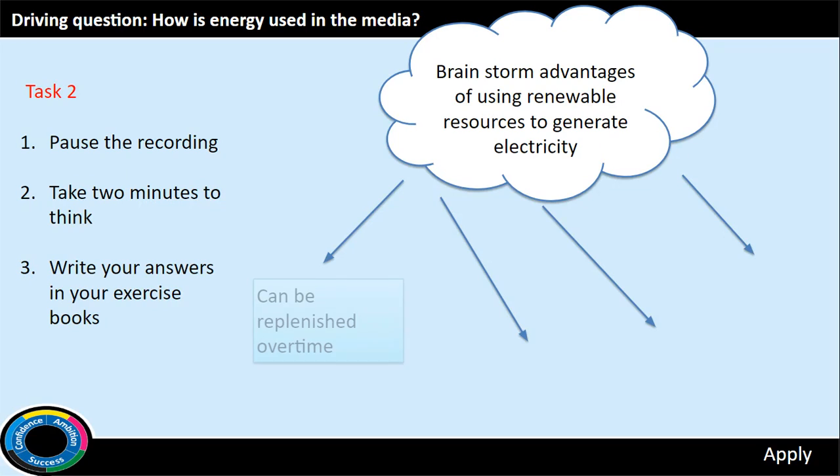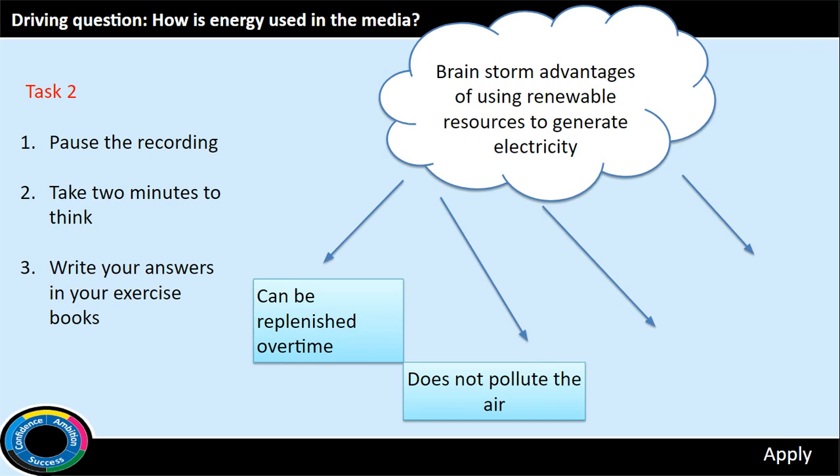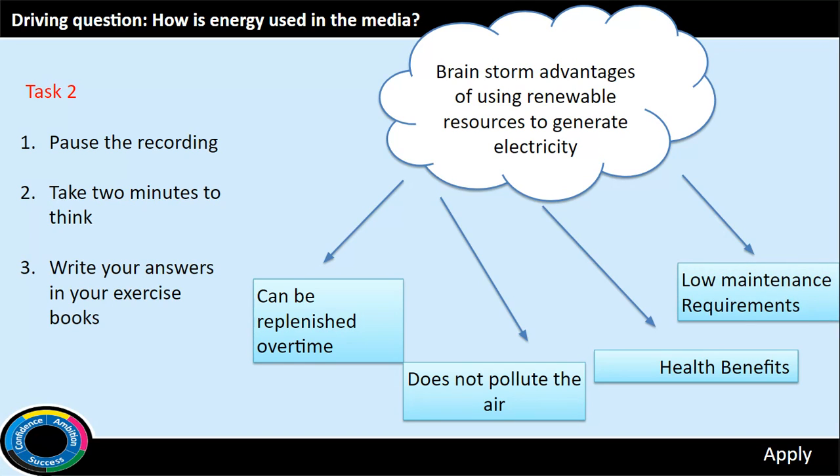Right, welcome back. So it can be replenished over time or replaced over time. It does not pollute the atmosphere. It reduces the amount of health problems. You have more health benefits by using renewable sources to generate electricity. It has low maintenance requirements. So these are different things you could have said. There are a variety of different things you could say, but these are just a few examples.